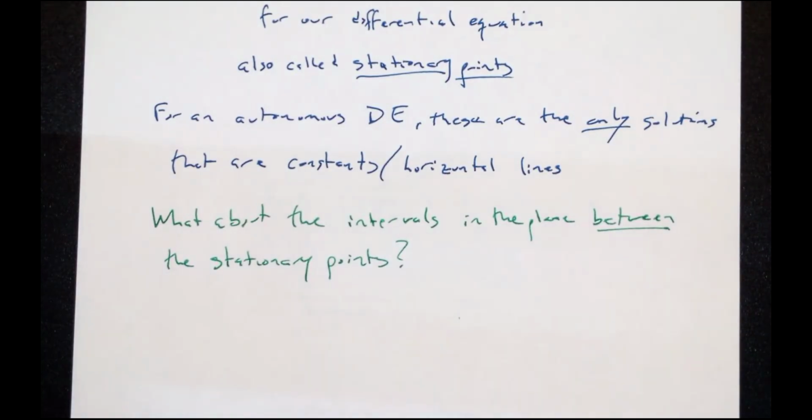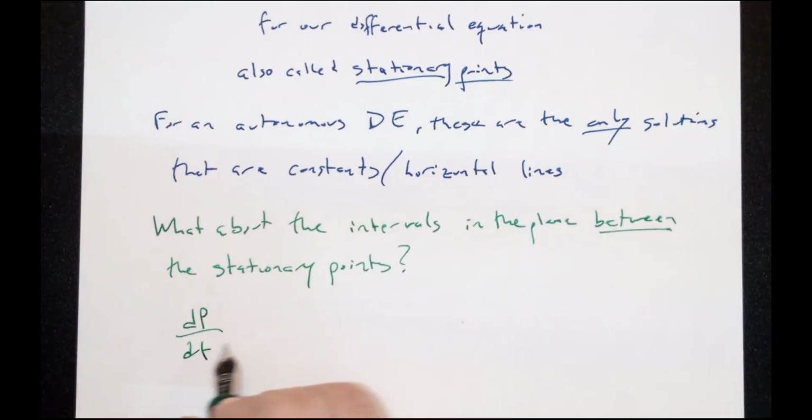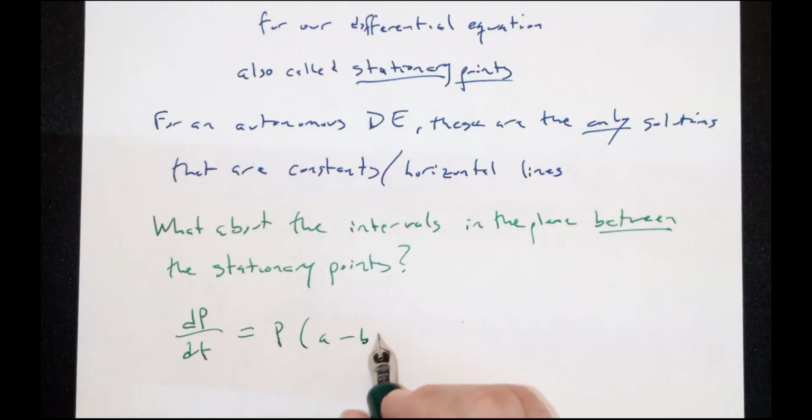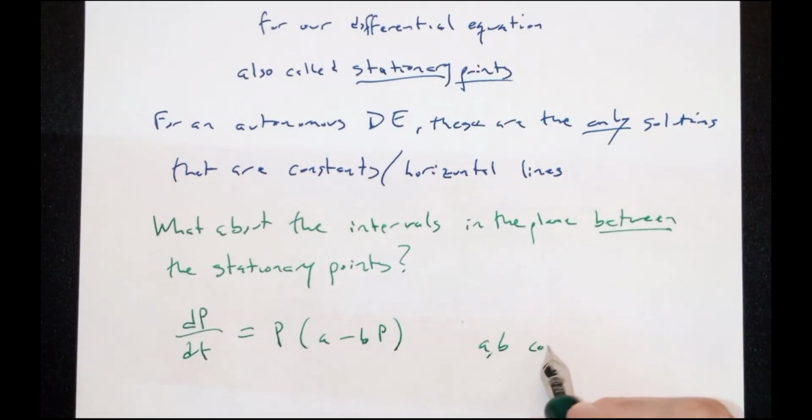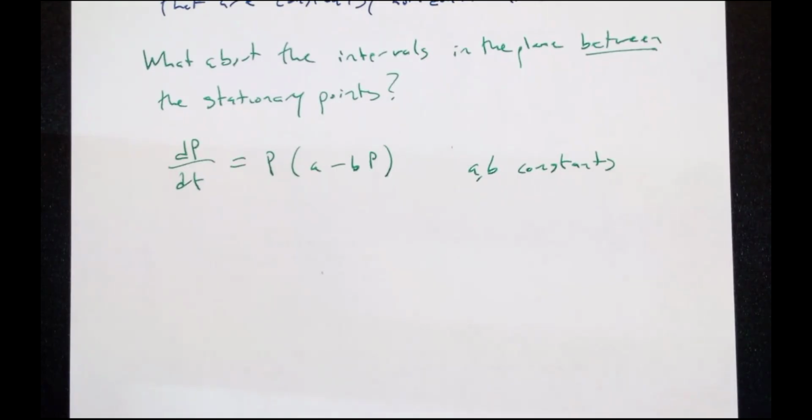So here, I'm going to make something up. I'm going to give you a different version of the population model. So here's a different equation. The population derivative is proportional to the product of the population itself and a linear function, where A and B are constants. Now, since I didn't give you A and B, we could be in deep trouble here.